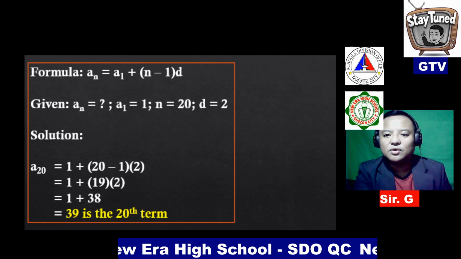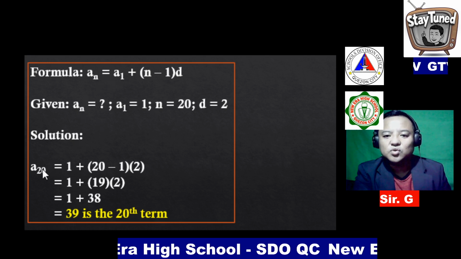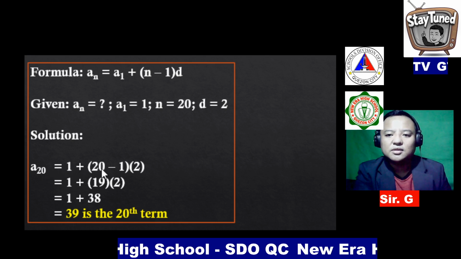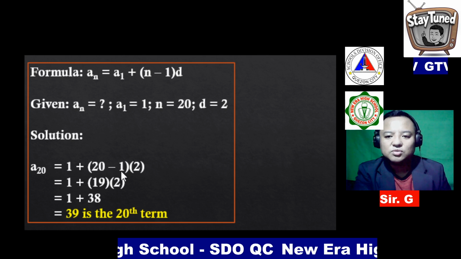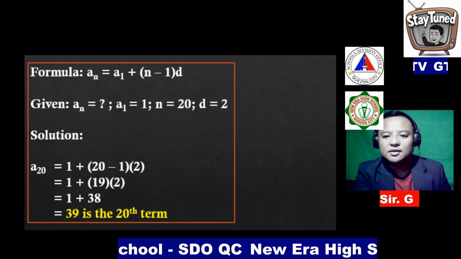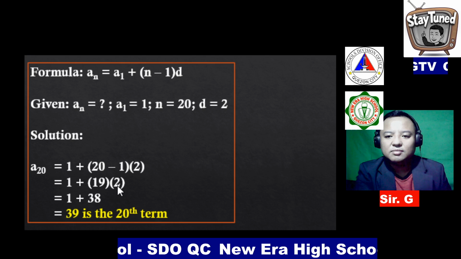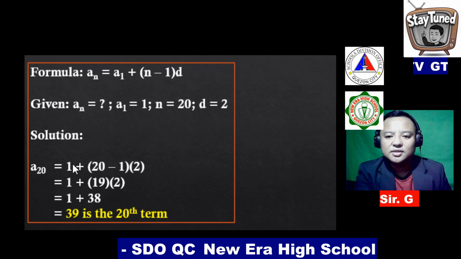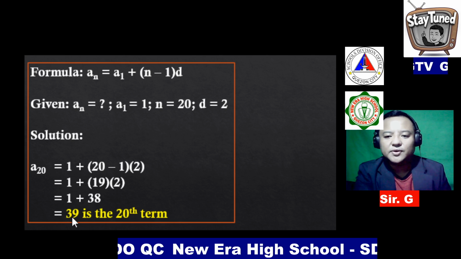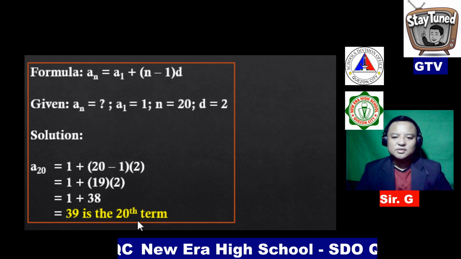Then, let's plug in all these values or this given to the formula. Then we have a sub 20, this time 20, that is equal to 1 plus a quantity of, again, 20 minus 1, then multiply to the common difference 2. Alright? Then let's simplify. So 20 minus 1 got us 19. Then multiply by 2, we got 38. So just bring down 1 there. Then plus 38, and that is simply 39. So therefore, we can conclude that the 20th term of the sequence is 39.